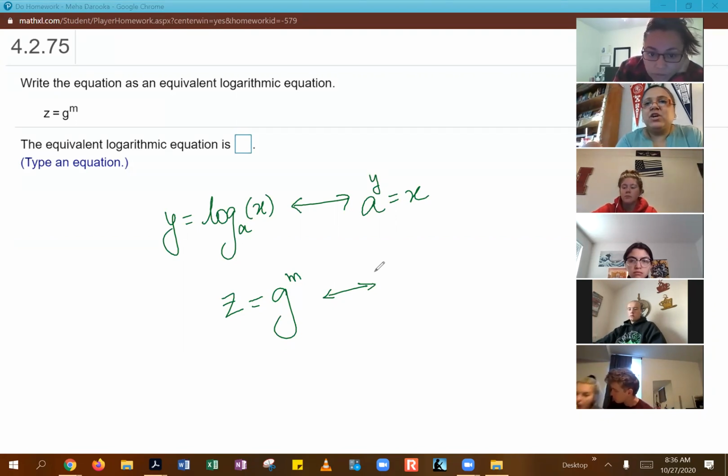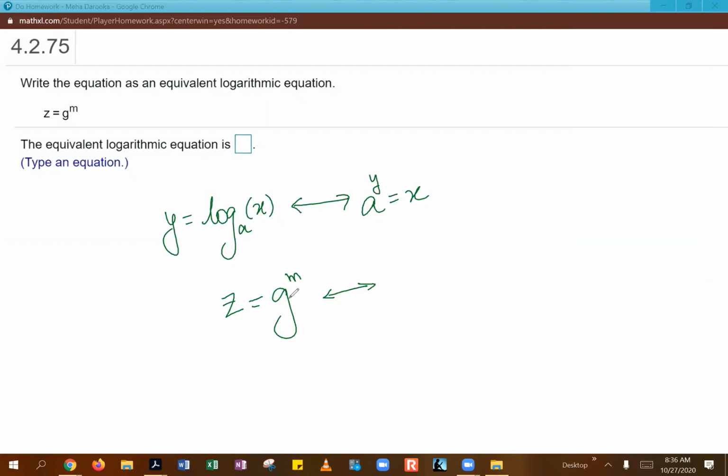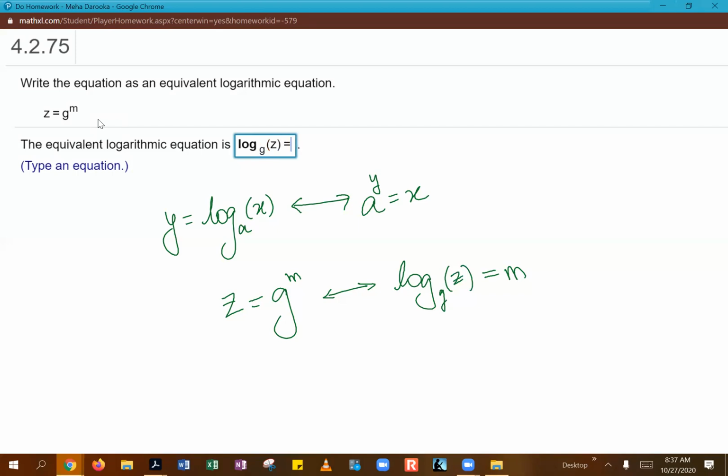Okay, very good. So whatever is the base of your exponential function ends up becoming the base of your logarithmic function also. And then remember, the exponent is always the answer for your logarithm. So you are taking log of z with base g equals m. Again, guys, just be sure that you are able to convert these in both directions. So log with base g, and this will be for z equals m. There you go.